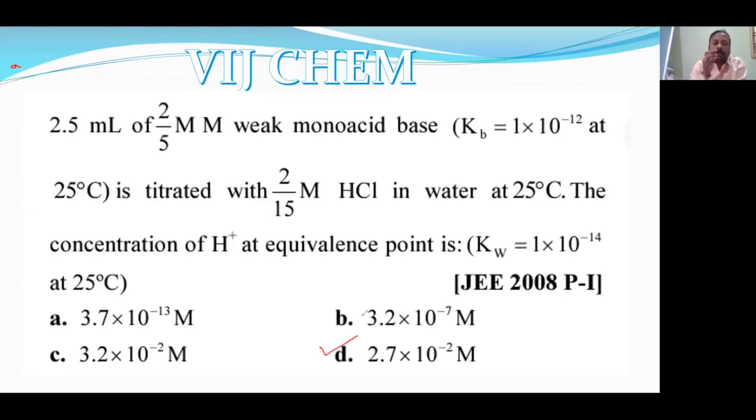So first of all, you should be able to identify the topic itself. Here, the question nowhere mentions it, but it is a salt hydrolysis question. That's why going through the video solution will give you the hint. Here it is given a weak monoacid base and salt HCl. Therefore, it is a salt hydrolysis question. Now let's see the next question.